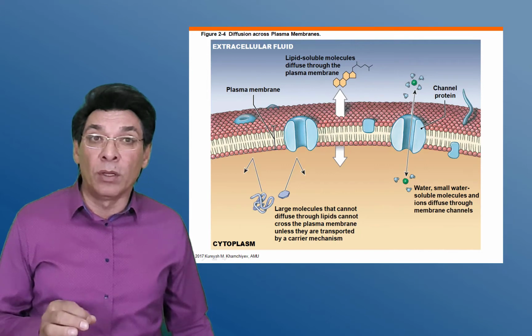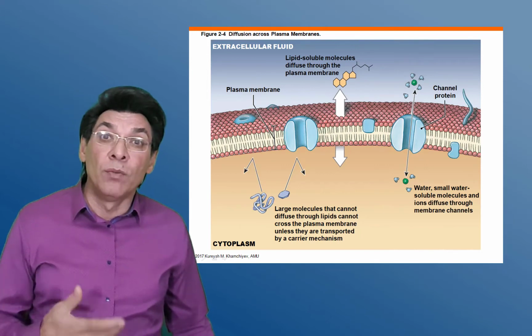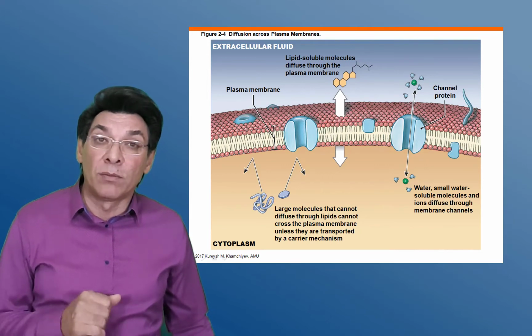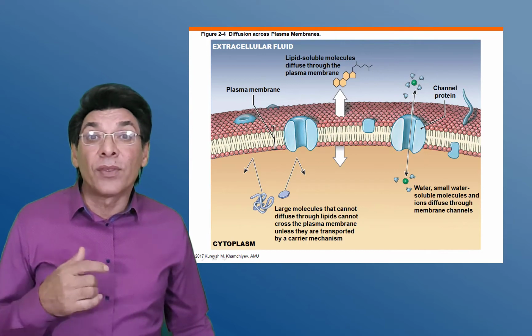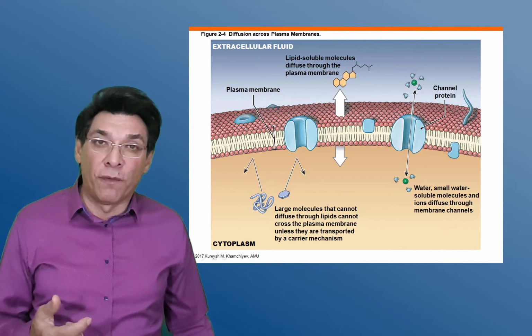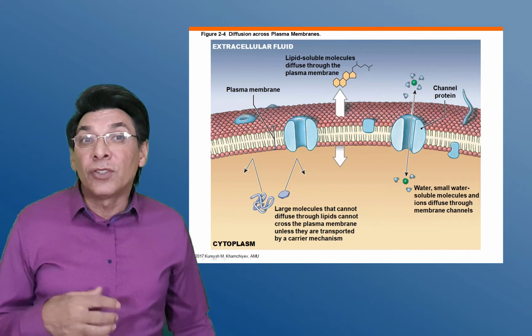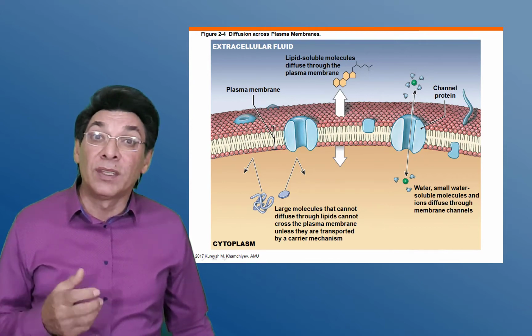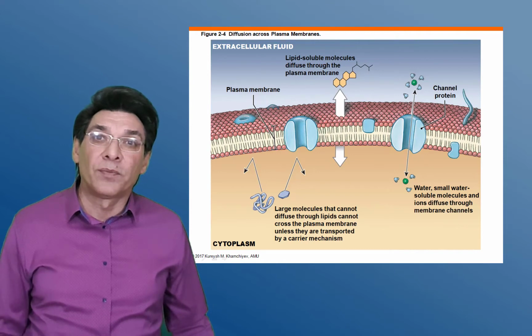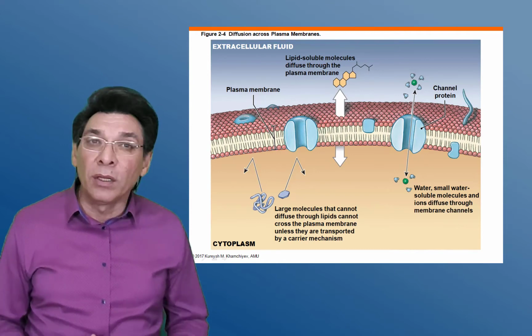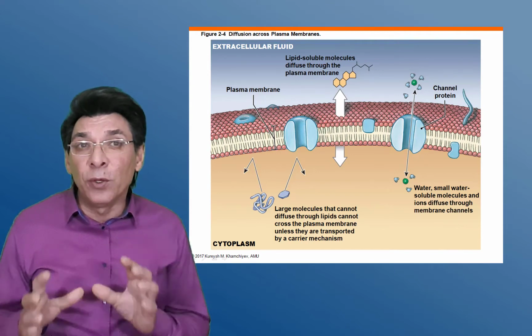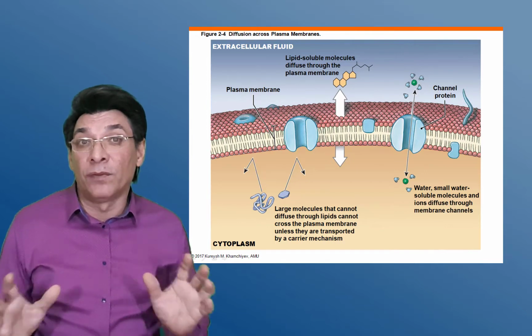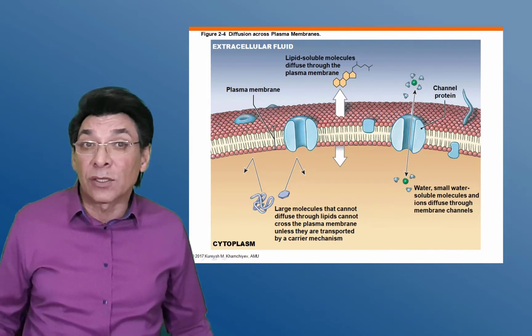Lipid soluble molecules pass through more easily than polar molecules. And third is charge of molecule. Uncharged molecules pass through more easily than charged molecules. The permeability of a molecule can be influenced by all three of these factors, not just one.